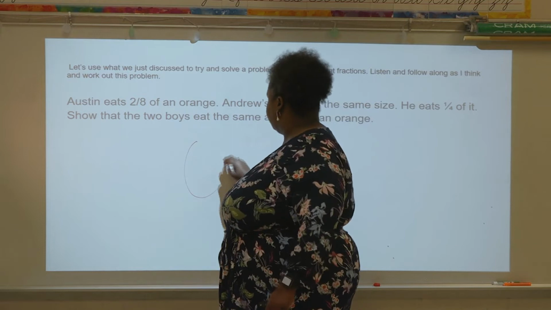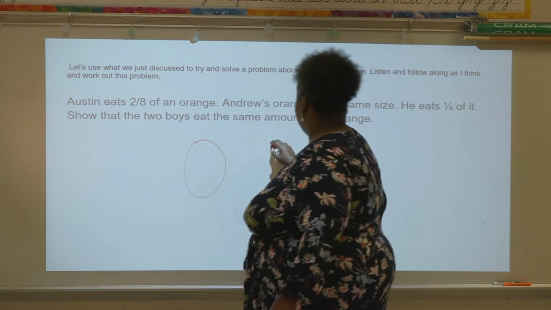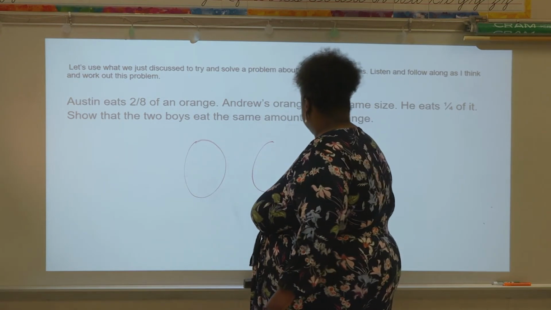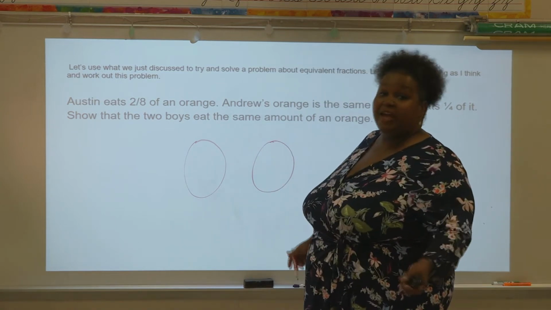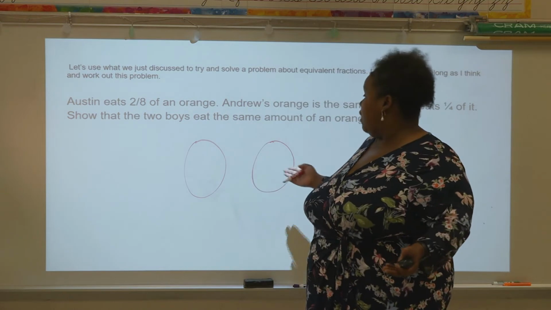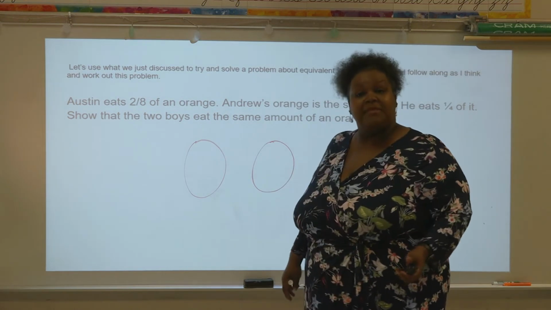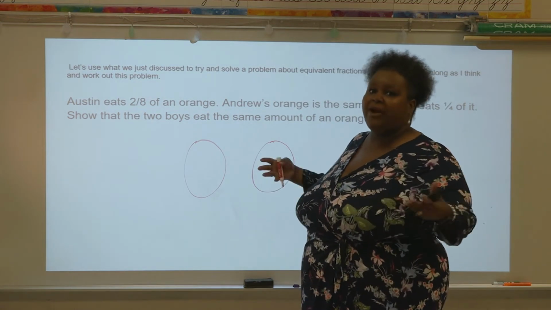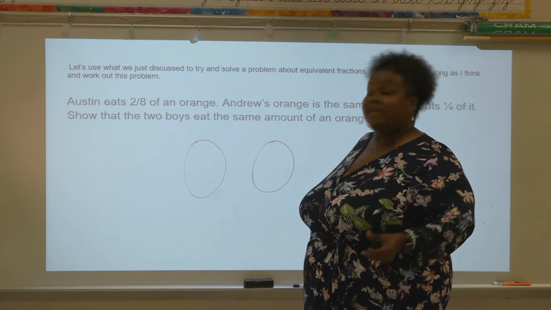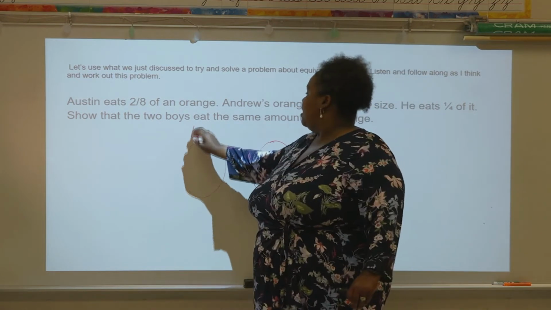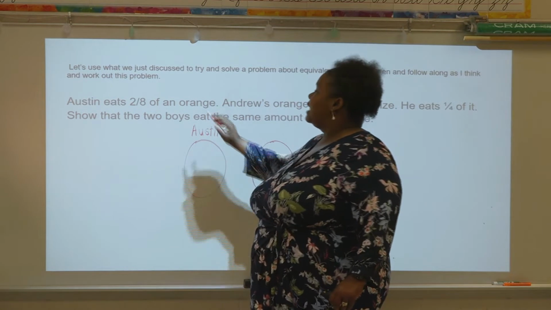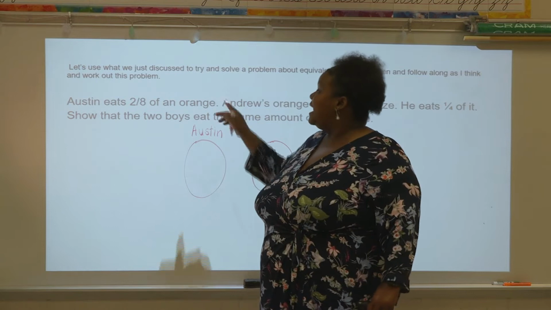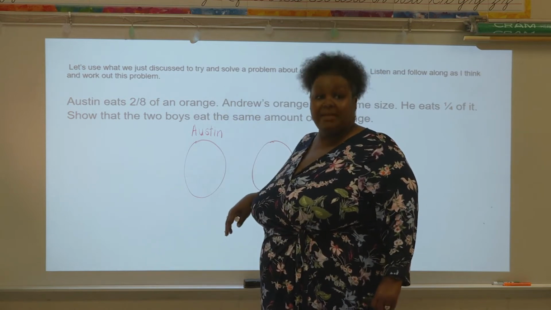My first circle and my second circle. And I try to make them the same size, as close as I could. And make sure when you're drawing models, you try to make them the same size because we're going to be comparing them. So it helps to make them the same size. Okay, this is going to be Austin's. And his is cut into 8s. He eats 2/8 of an orange.